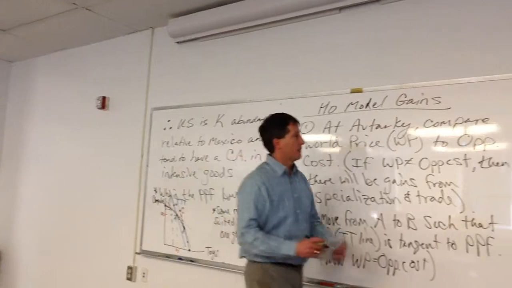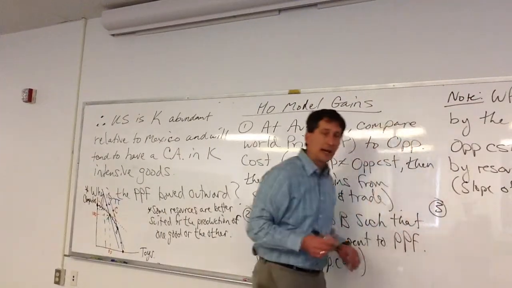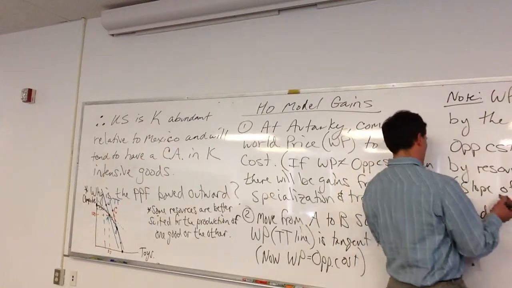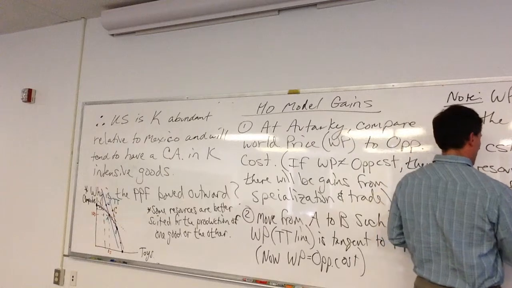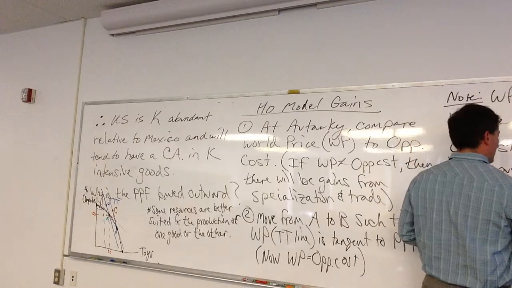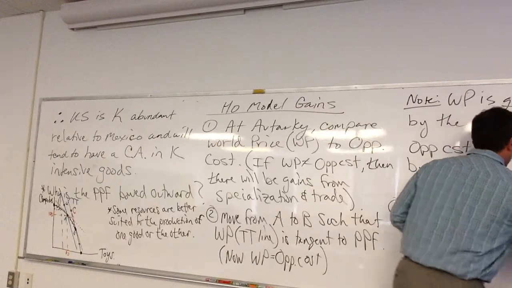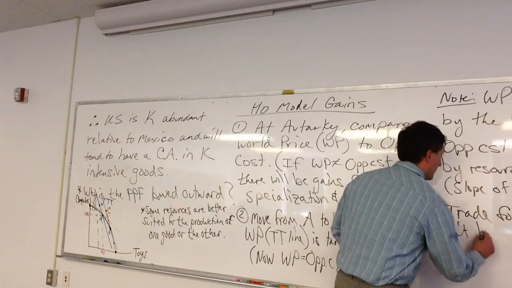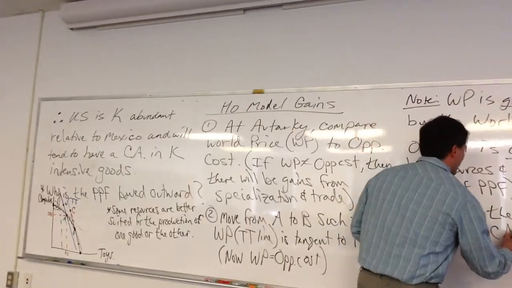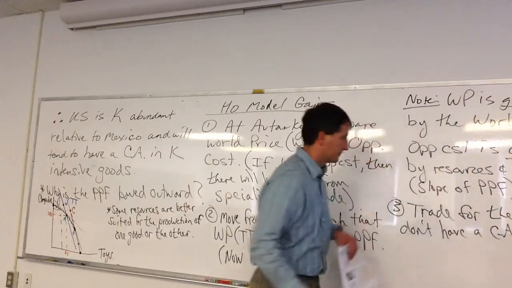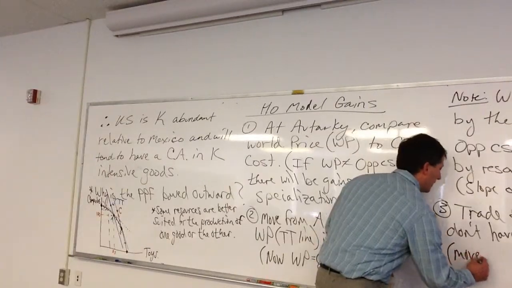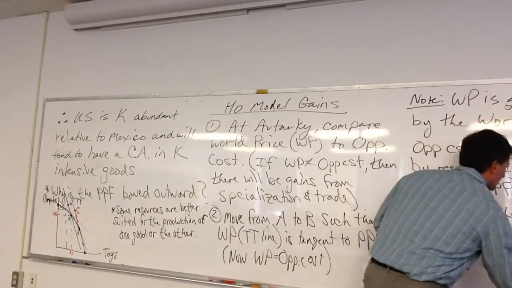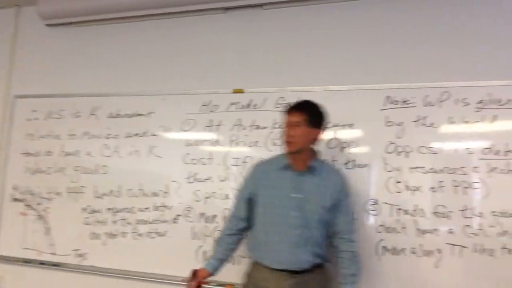All right, last step then is to just trade for the good you don't have. Trade for the good you don't have a comparative advantage in. Which means you're going to move along the TT line to point C or wherever you decide to land.